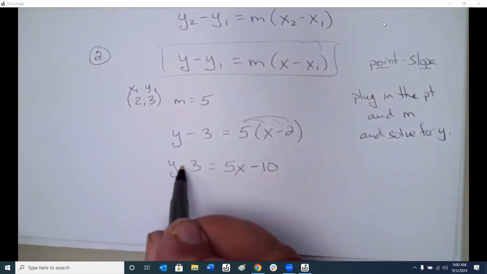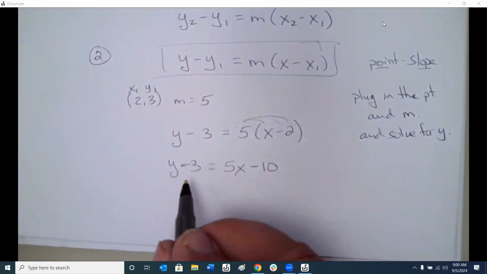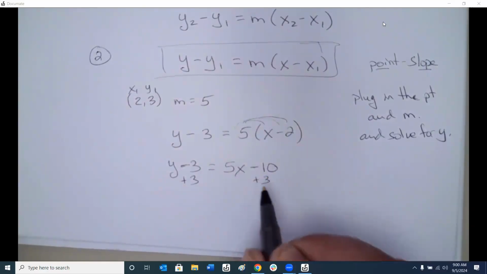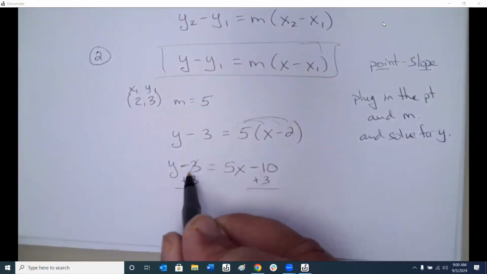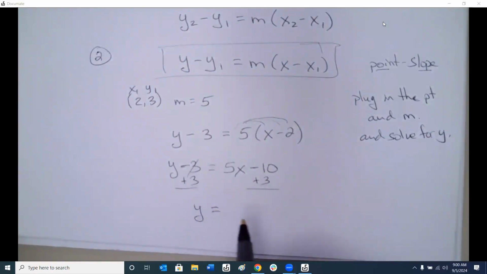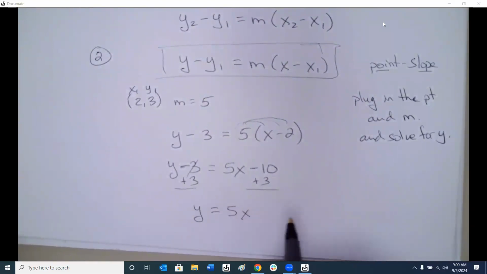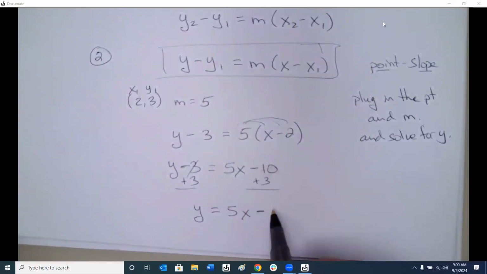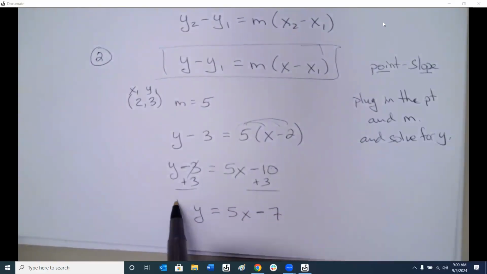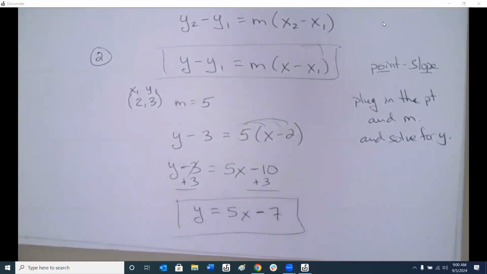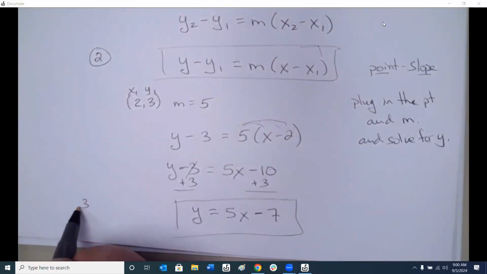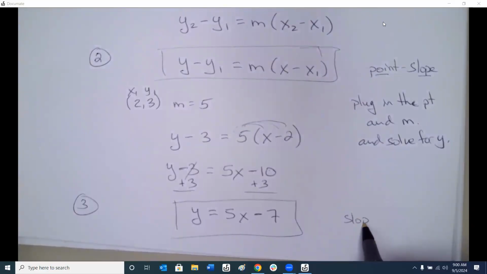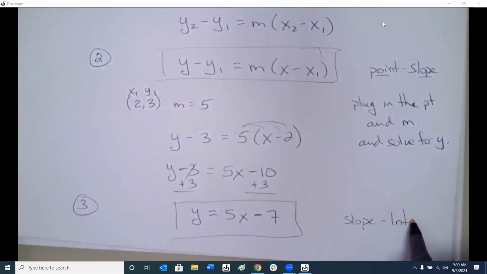To get the y by itself, I have to get rid of negative 3. So I add 3 to both sides. y equals 5x. 10 is bigger than 3, it's negative. 10 minus 3 is 7. That brings us to our third type of equation, the slope intercept.